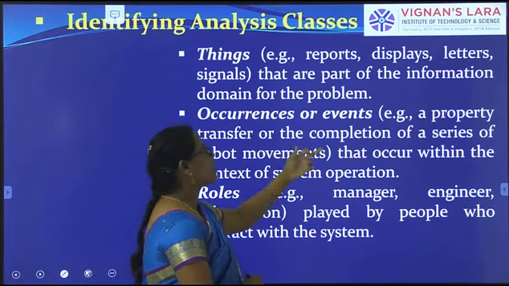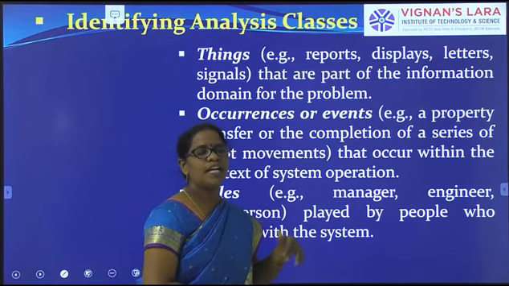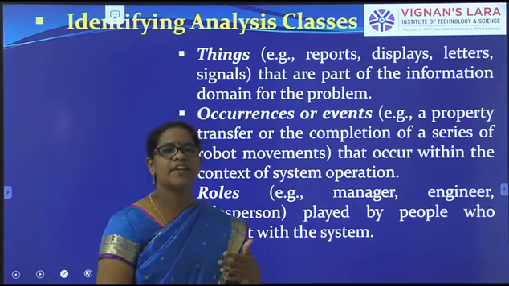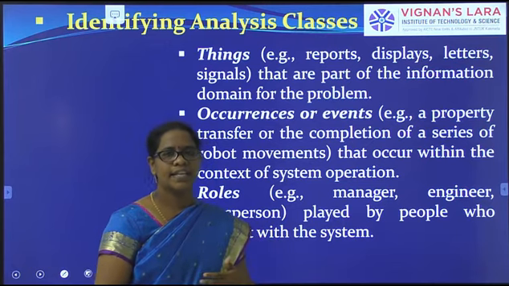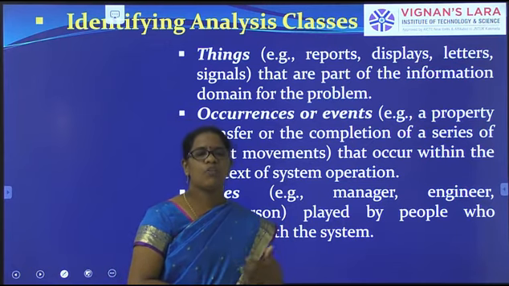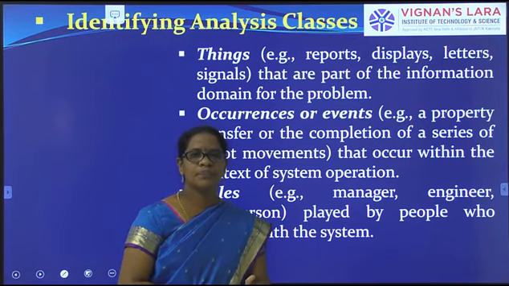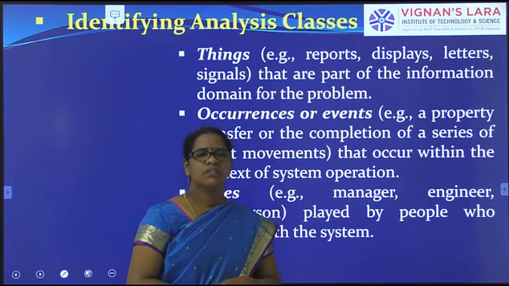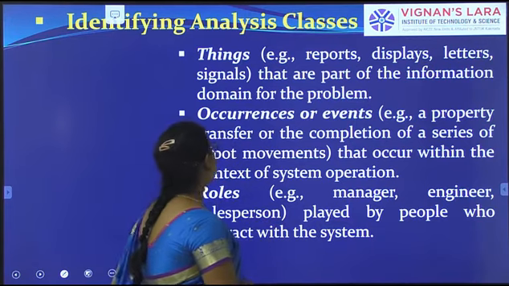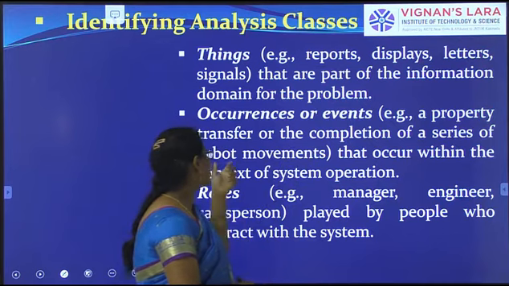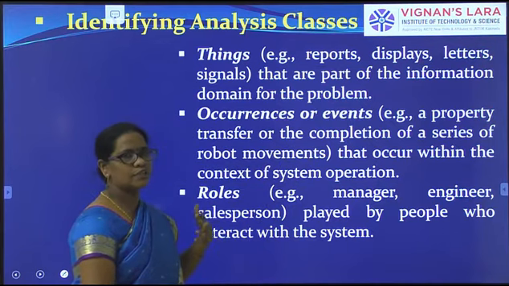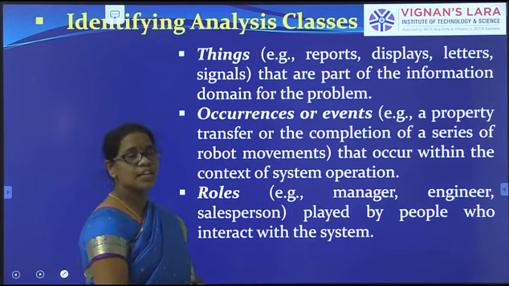Next, occurrences or events. When he is driving a car, what are the events? If any obstacle comes in between his route, what does he have to do? He has to apply the brake. That is one event. Or he has to stop the car. That is one event. Like that, a property or transfer, or the completion of a series of robot movements, whatever movements we have to do. That is the occurrence or events.